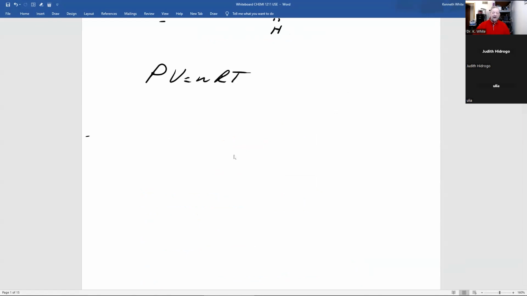And PV equal nRT tells you when you really should look at your car tires. In the winter, what happens to the temperature? T is temperature, and in PV equal nRT, it goes way down. Now, PV equal nRT is a gas law. That means this side is always equal to that side. The word law tells you it's always true, period. No exceptions, or it wouldn't be a law.